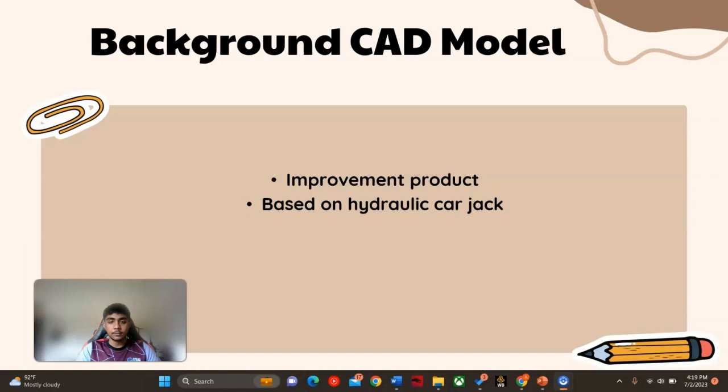First, we want to talk about the background of the CAD model. During our visit early in this course, we determined that workers had some difficulties during the installation and uninstallation of the transmission. Based on that, we took the opportunity to help them by improving the existing product. Our base product is a hydraulic car jack.